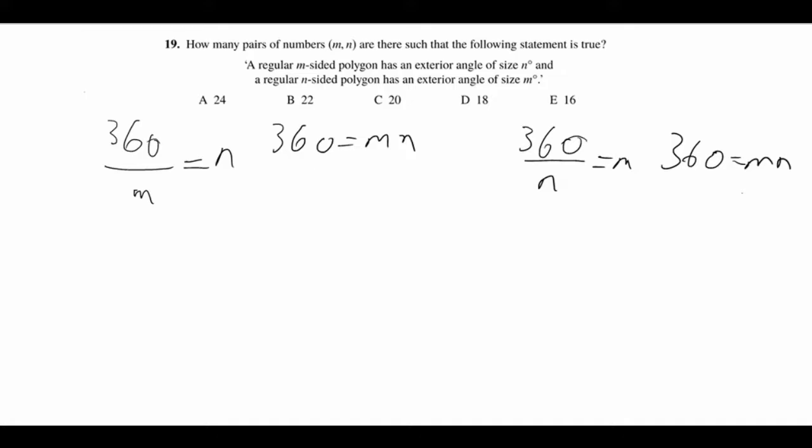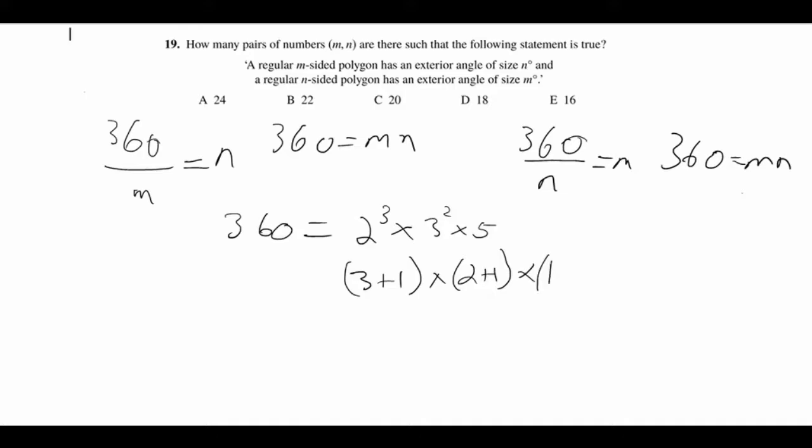Okay, so basically what we want to do is try and find the number of different factors of 360, and these will be our different values of m and n. So 360 is equal to 2 cubed times 3 squared times 5. And so the number of factors of 360 is 3 plus 1 times 2 plus 1 times 1 plus 1. And all I've done is add 1 to each power. So 3 plus 1, 2 plus 1, and 1 plus 1, and multiply them together.